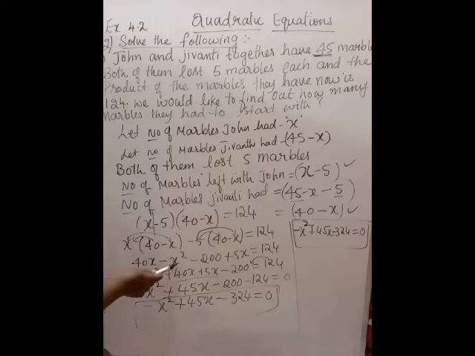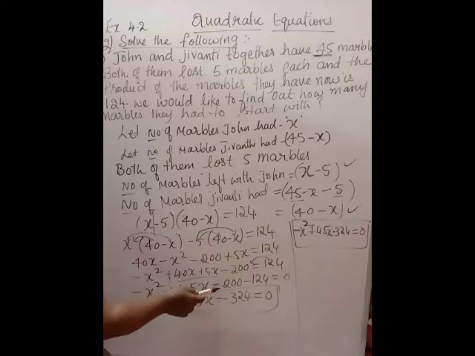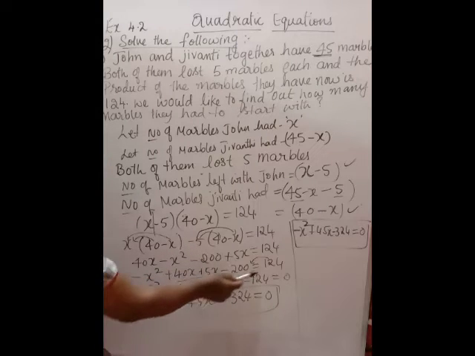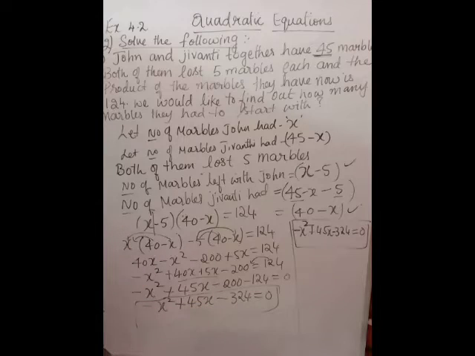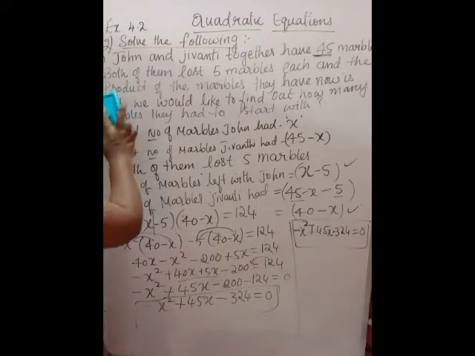Okay, now minus X square is the first term, like a X square in standard form. And 40X plus 5X will give you these two. Minus 200 is equal to 124. In the next step, I will group this and shift here: minus X square plus 40 plus 5 is 45X, minus 200 minus 124. If you simplify these, X square as it is, 45X as it is, and if you add these two, you will get minus 324 is equal to 0.